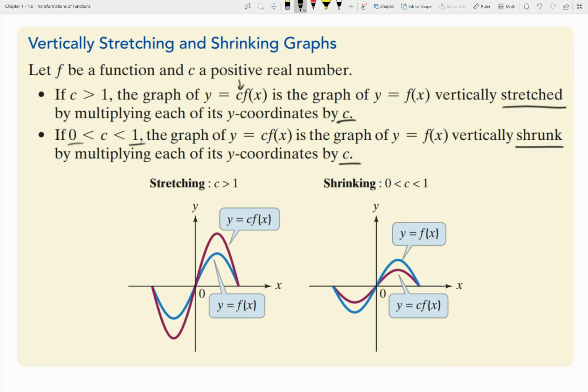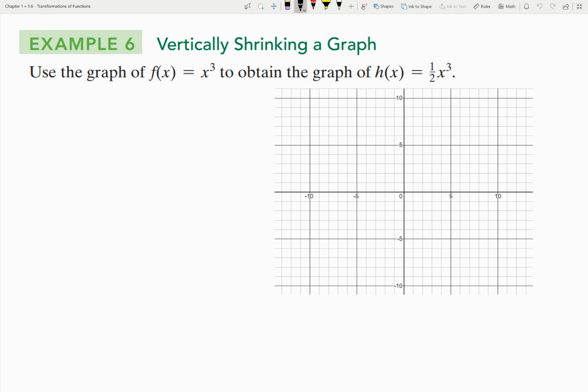Okay? So when you stretch a function, the tops get higher, the x-intercepts stay the same. When you shrink the function, the tops get lower, it gets pulled closer to the x-axis, but again, the intercepts stay the same. Okay? So use the graph x to the third power. So x to the third power, 2 would be 8. So this is going to be hard to see because there's not that many points. Okay, so we have our graph right here.